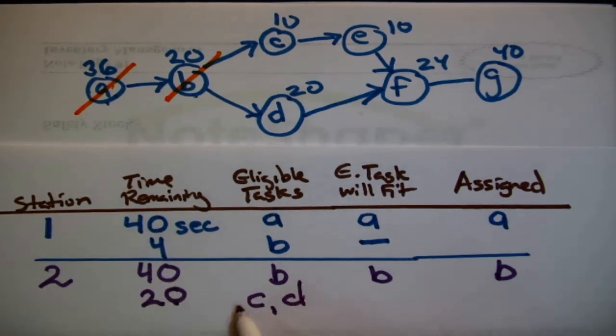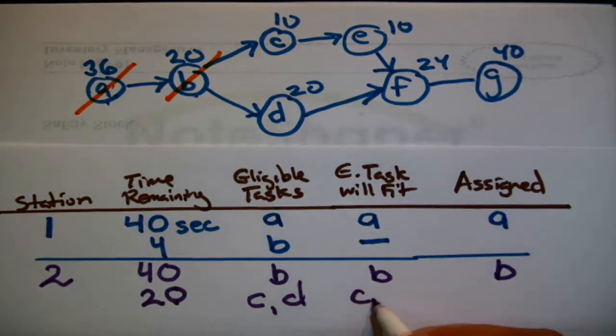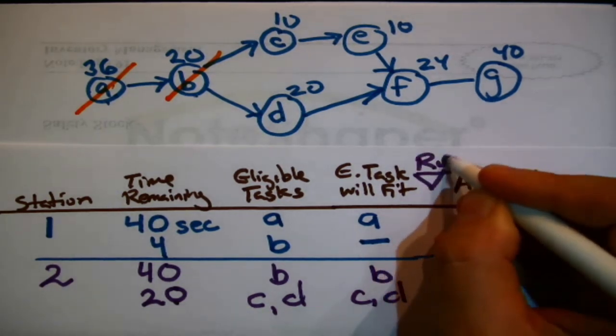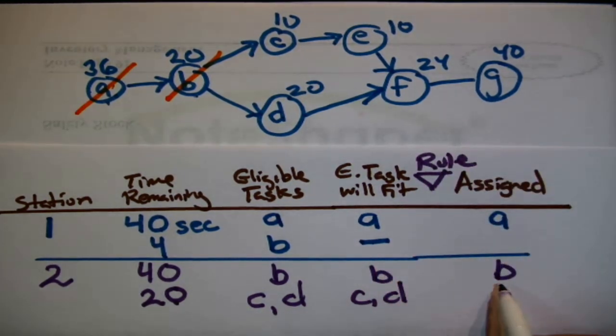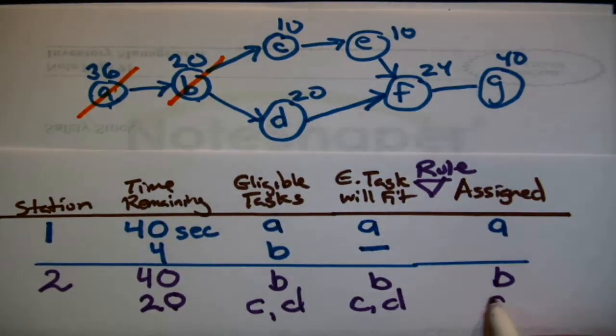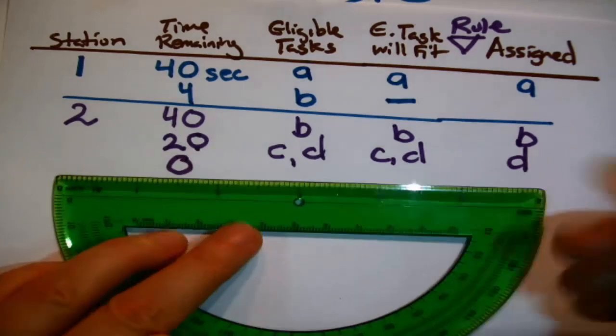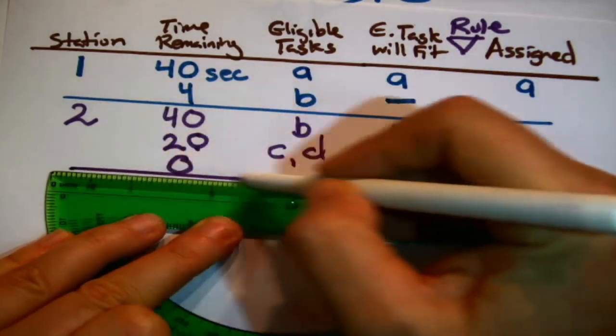And there's a couple things that could be done. You could do C or D. They might get the assignment. Let's check. C is 10 seconds long. D is 20 seconds long. They would both fit, which means that this is where the rule kicks in. I've got to pick one of them for the assignment. What did it say? Bold letters, choose the longest processing time first. Here we have a choice. Longest processing time is D. D gets the assignment. D was 20 seconds long, which actually finishes that station out nicely.